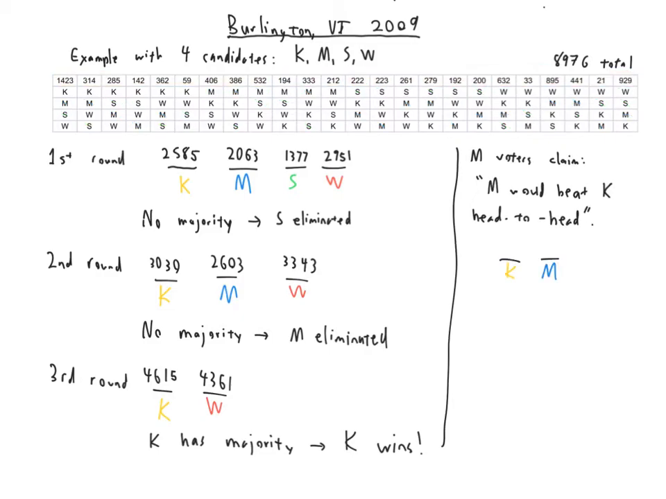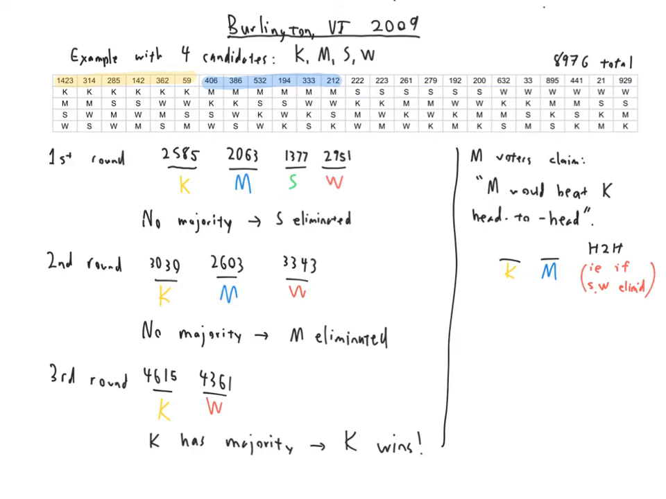So let's analyze that claim. I'm going to abbreviate this as H2H for head-to-head. And the way that I'm going to interpret this claim is that if the other candidates, if S and W had been eliminated, M would have beaten K. Another way to say that is that more voters had M ahead of K than K ahead of M. I'm going to highlight in yellow all of the columns corresponding to preference ballots where K was ahead of M, and I'll highlight in blue all of the preference ballots where M was ahead of K.